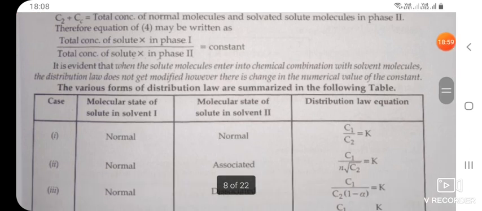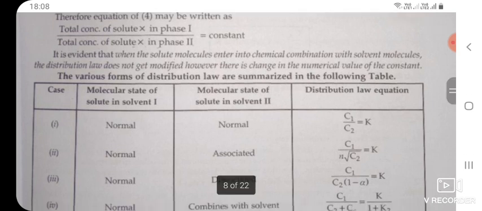It is evident that when the solute molecules enter into chemical combination with solvent molecules, the distribution law does not get modified. However, there is a change in the numerical value of the constant.